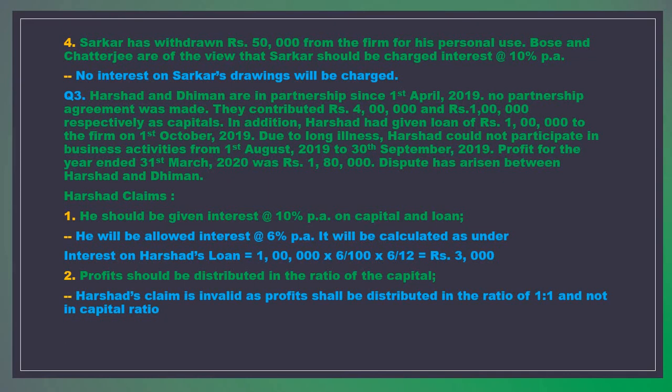Second, profit should be distributed in the ratio of capital. According to the provisions of Indian Partnership Act 1932, in the absence of partnership deed, profits are distributed equally among partners. So, Harshad's claim is invalid as profits shall be distributed in the ratio of 1:1 and not in capital ratio.